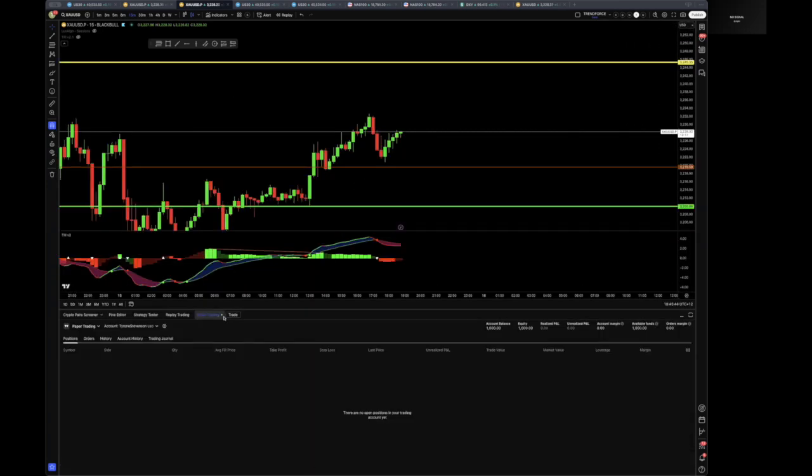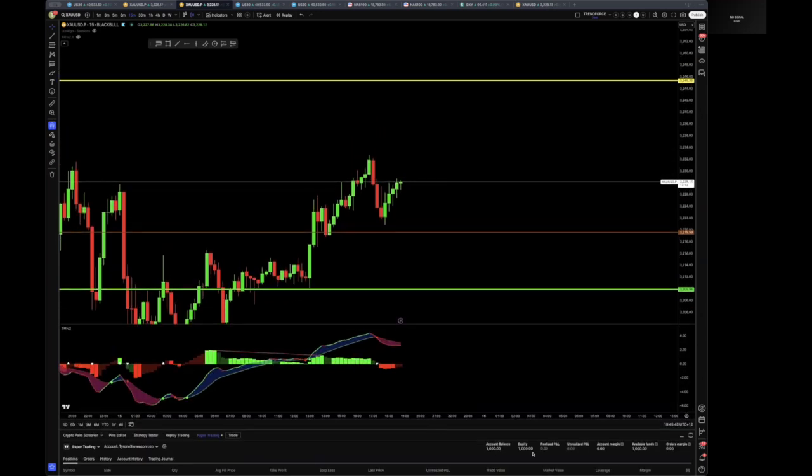So it shows you there with the green that we are logged in. You can drag this down if you still want to watch your balance change while we're trading. So let's dive into some trades.